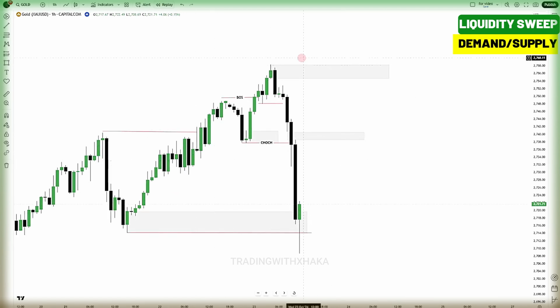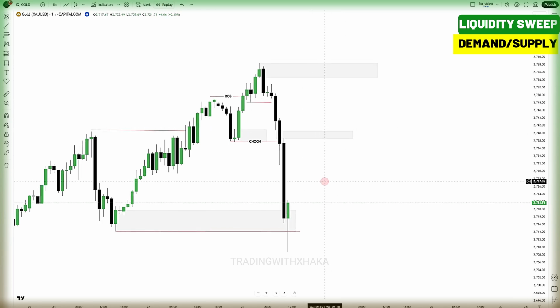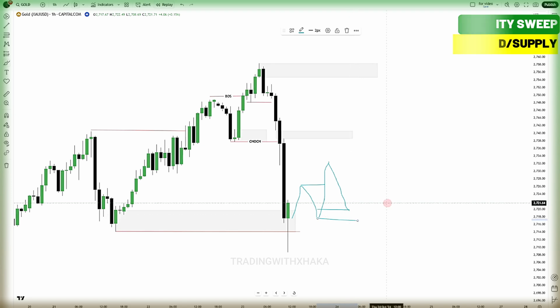Now, what I will patiently wait for is for price to form another structure in the same higher time frame. On the 1 hour time frame, this is what I want to see. I want to see price move, come back, break off a structure after the sweep, then come back into the zone, mitigates any order block, breaker block.